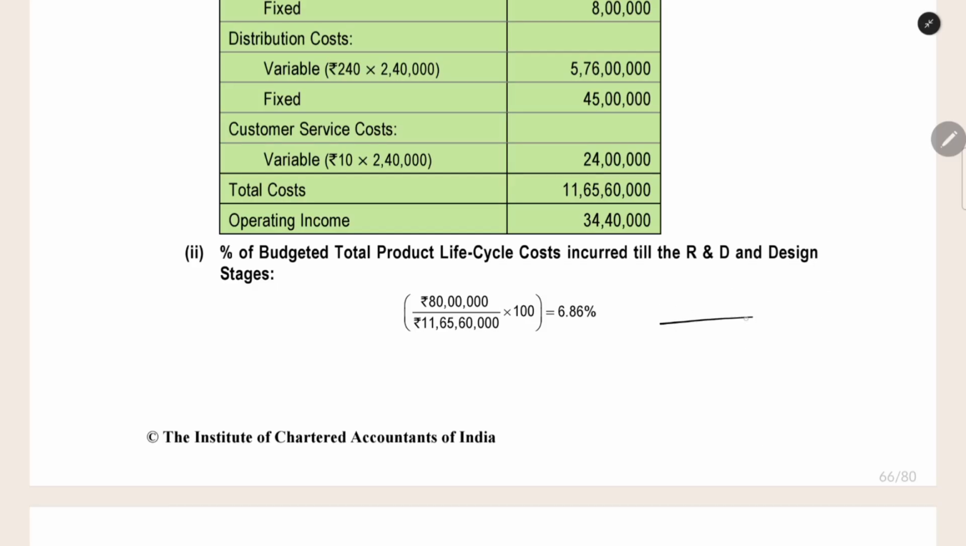The total cost incurred is 11 crore 65 lakh 60,000. Out of this, till research and development, 80 lakh only incurred. 80 lakhs is the research and development cost. Now, this is a percentage they are asking, so we are multiplying by 100. We are getting 6.86%, the total percentage of cost incurred till the research and development stage. This is what they are asking.